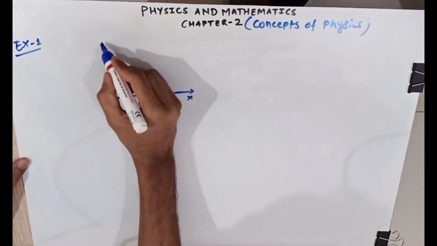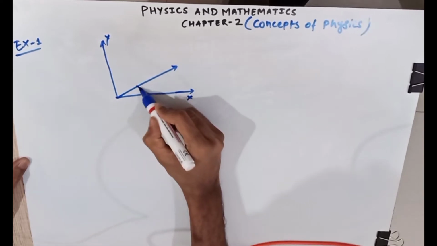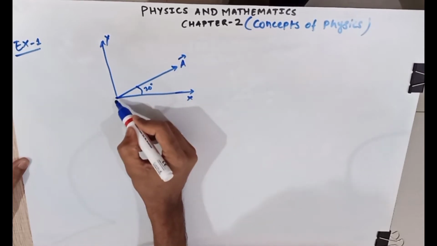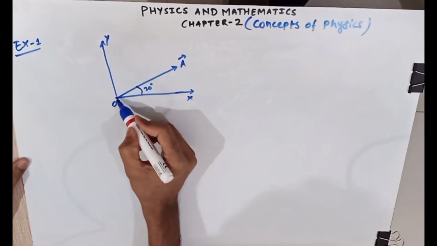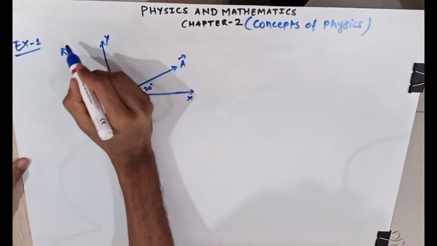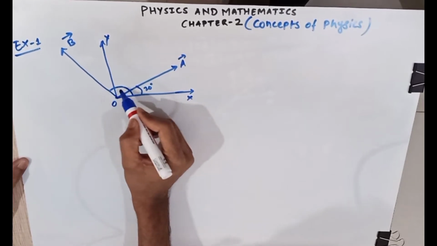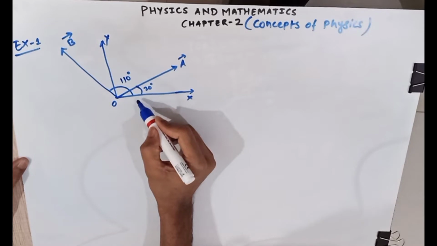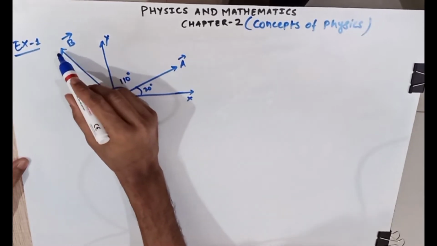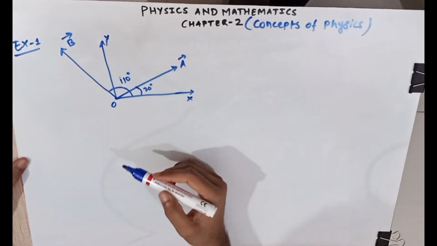This is my x-axis, this is my y-axis, and it is given that vector A makes an angle of 20 degrees with the x-axis. So let us call this vector A, and let me call the origin O. Vector B makes an angle of 110 degrees, so it must be somewhere here. Let us call it vector B. It is given that vector B is making an angle of 110 degrees with the x-axis. Now we need to find the resultant of these two vectors, vector A and vector B, so it must be somewhere between these two vectors, correct?